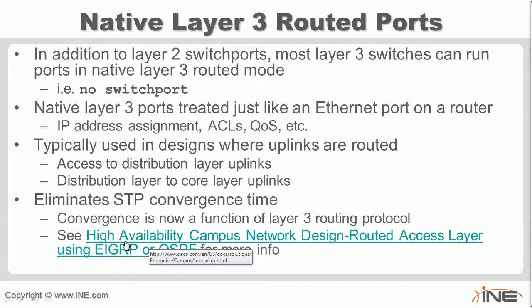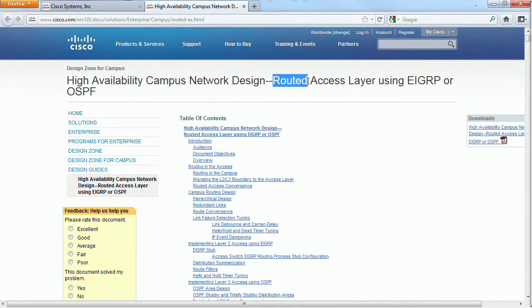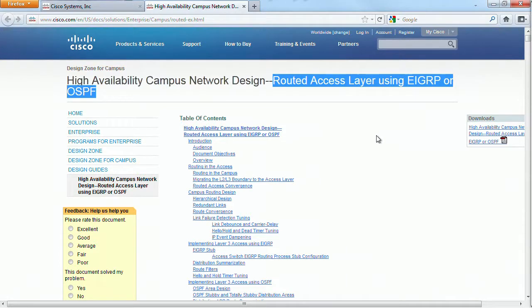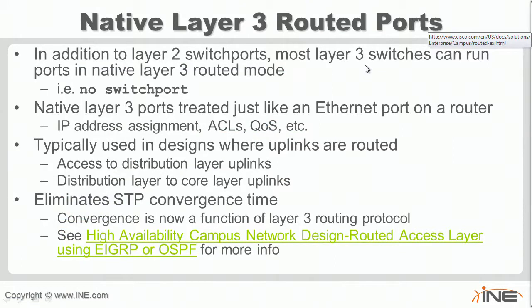And again, that's what this document, the high availability campus network design using the routed access layer, talks about. The advantage of doing this is that when you turn the port into layer 3 mode, it's going to be treated just like an Ethernet interface on the router. So you can put IP addresses on there, you could do layer 3 access lists, you could do layer 3 quality of service. Most of the features that the router supports are going to be identical to what the switches support on their interfaces.